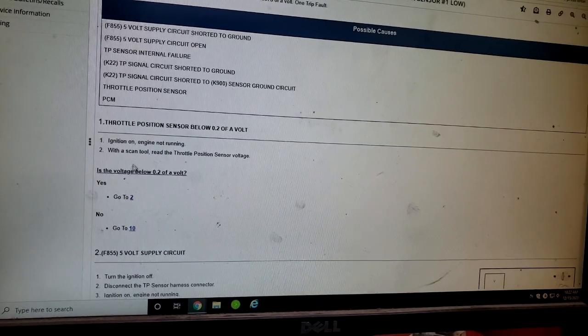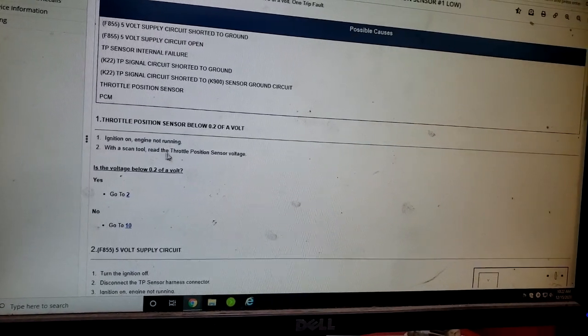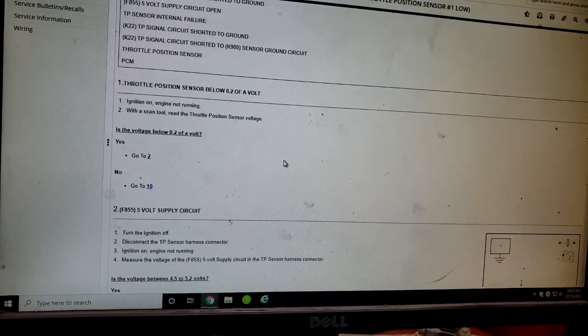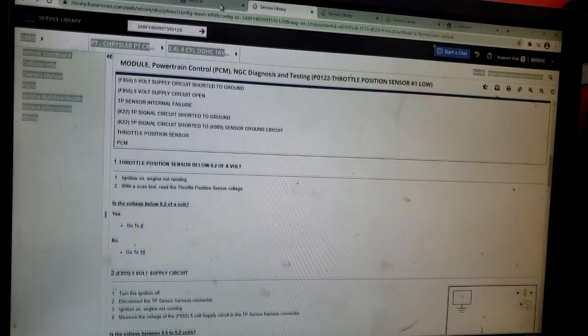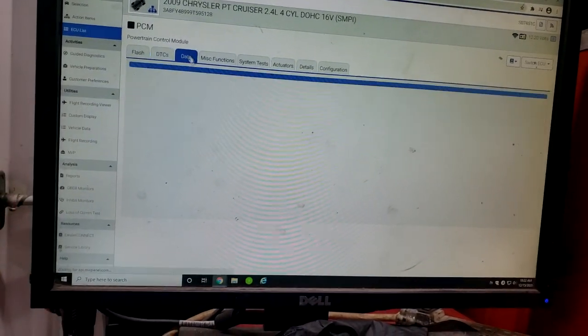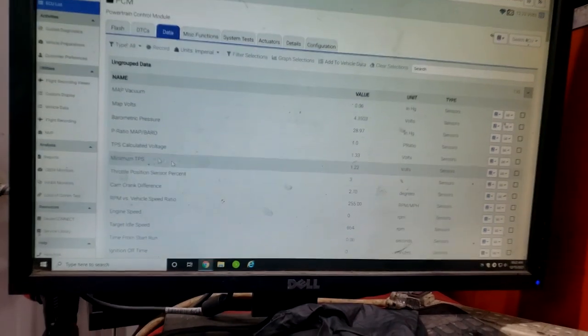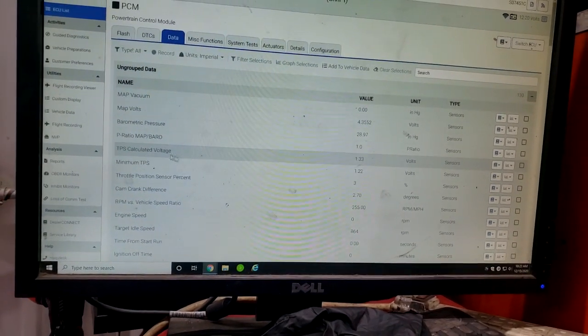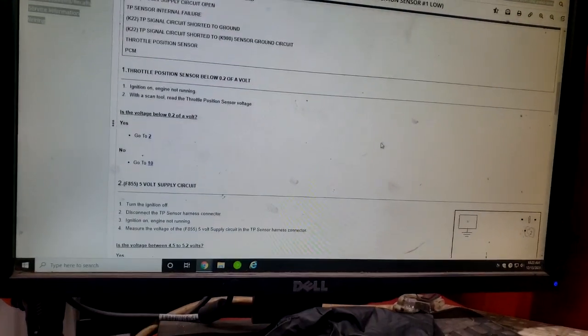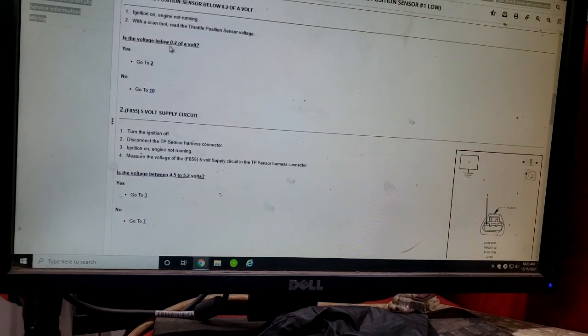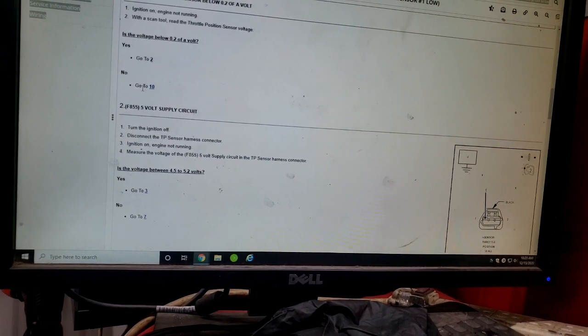Okay, guys. Step 1: throttle position sensor below 0.2 volts. Ignition on, engine not running. With the scan tool, read the TPS sensor voltage. I already did that. Okay, is the voltage below 0.2 volts? Let's go back to here and take a look. TPS, actually, it's sitting on 1.3. Now let me go back. Okay, is the voltage below 0.2? No, it's not. Go to step 10.